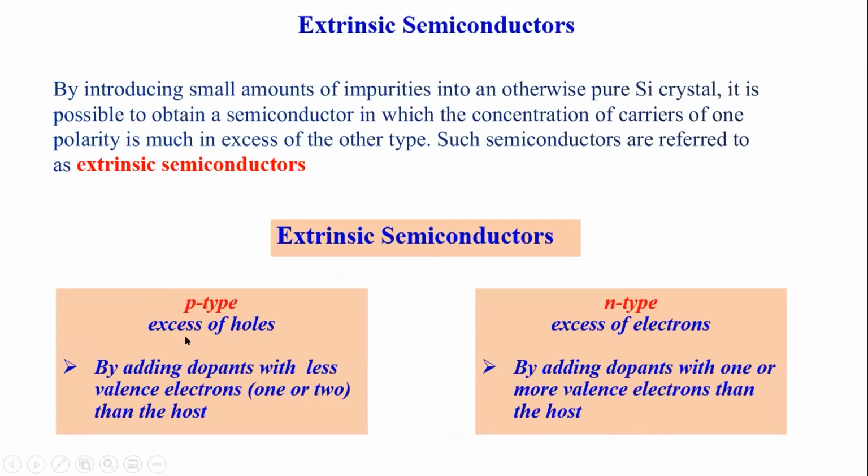How is it achieved? If there has to be an excess of holes, then I have to reduce the valence electrons. So how can I do that, during the growth or after the growth? I can modify the process in such a way that I replace the silicon with some other material which has one or more valence electrons fewer than the silicon. If I do that, then I am able to achieve the P type.